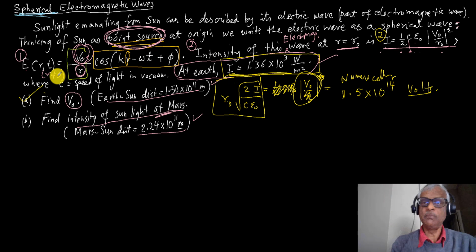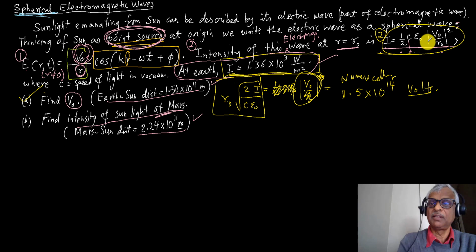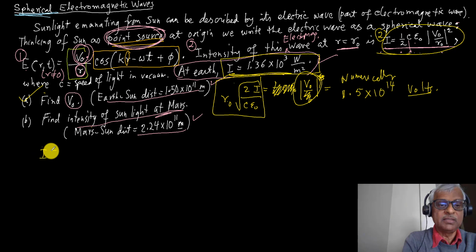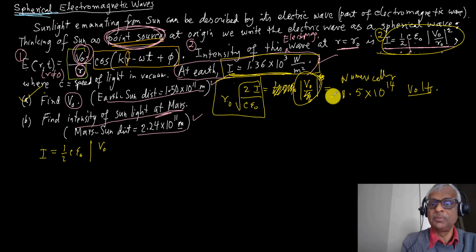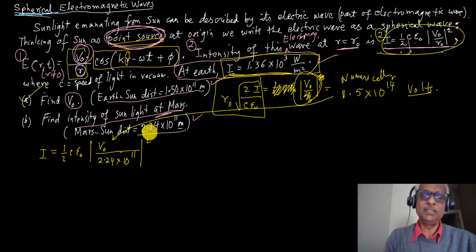All right, how about B? Now that I've got this, we need to get the intensity at Mars. We can use the same formula but with R0 now being the Mars distance. So I is equal to half c epsilon naught V0, which we plug in here, and divide by 2.24 times 10 to the power 11 squared. But this is actually not necessary.